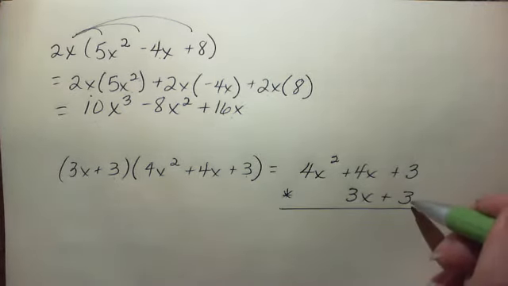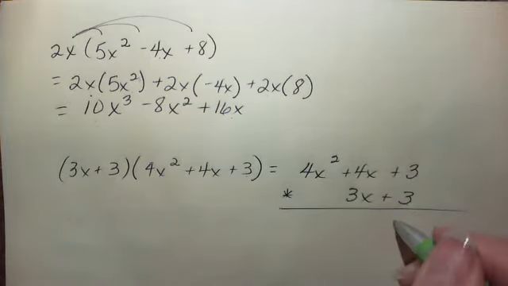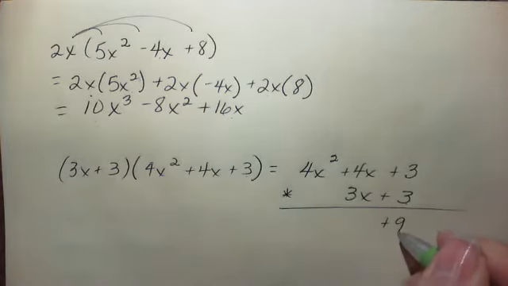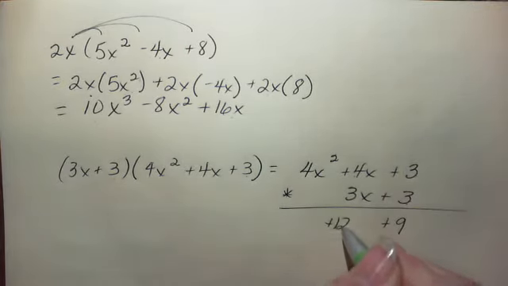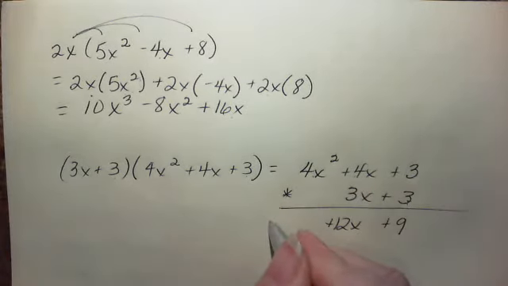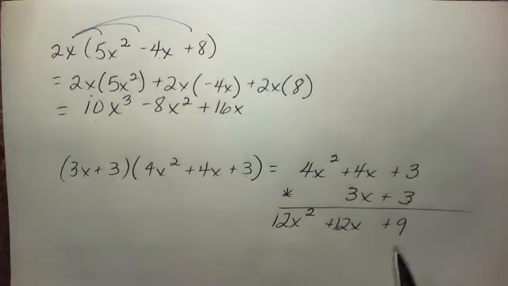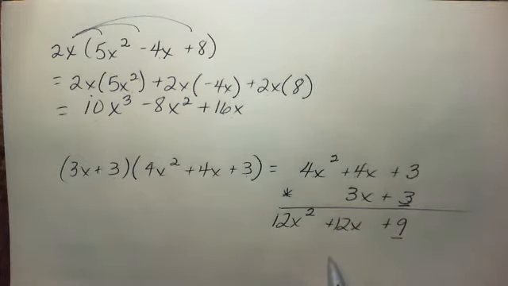So we would start here and multiply 3 times 3, both positive, would give us positive 9. 3 times positive 4x gives us positive 12x. Positive 3 times 4x squared gives us positive 12x squared. Alright, notice when we multiplied by the 3, we started recording under the 3. Now we're going to move over and multiply by the 3x squared, so we'll start recording under the 3x squared.